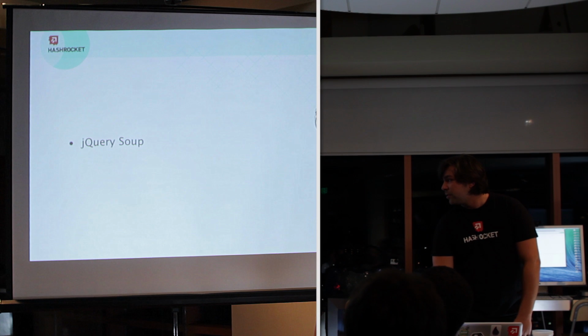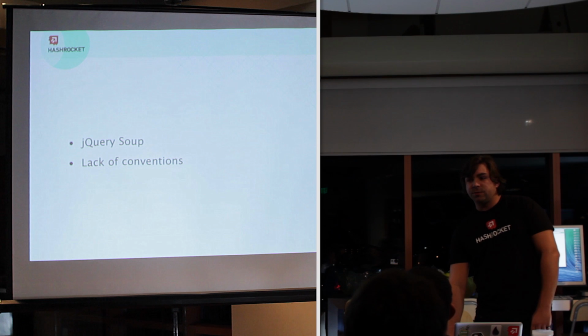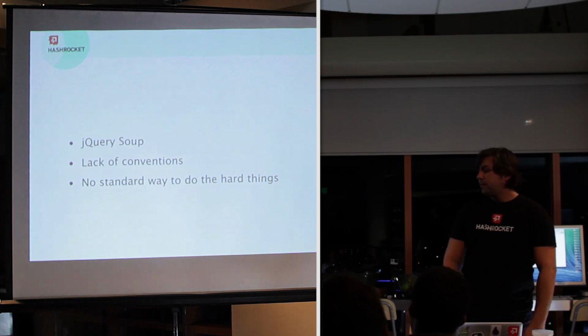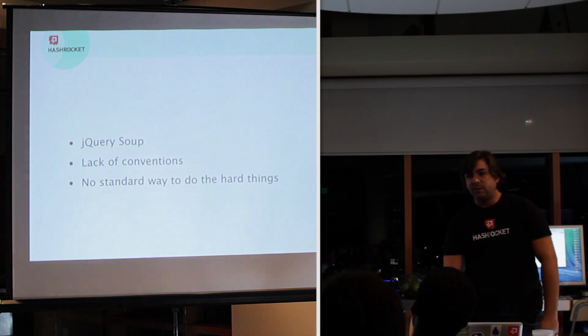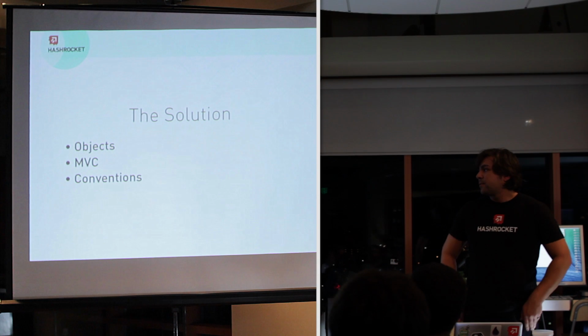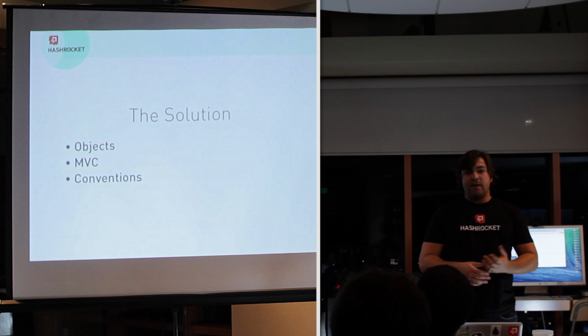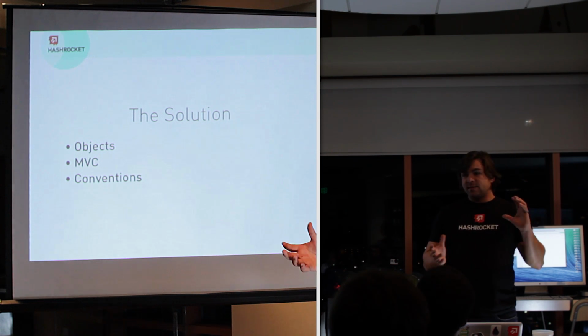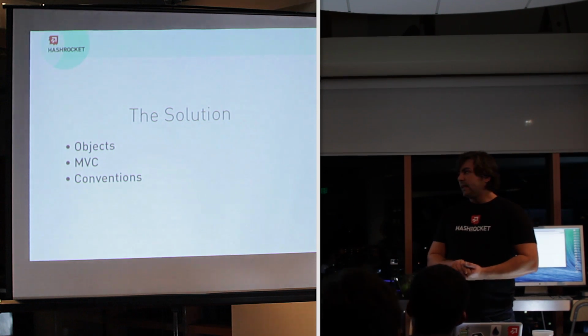So you have jQuery soup, you have a lack of conventions for how to do standard things. And then the hard things, like persistence and data binding and a variety of other things, there's just not sort of conventional, easy ways to do this. And that's what Ember provides you with, these three things. So it gives you the Ember object. So like in JavaScript, you have your vanilla JavaScript object. Ember has this Ember object, and it has all these things that make JavaScript development really easy.